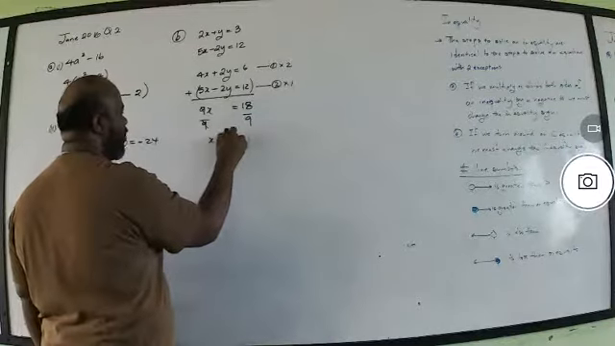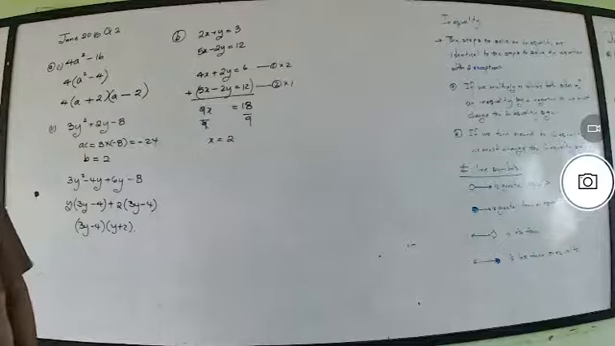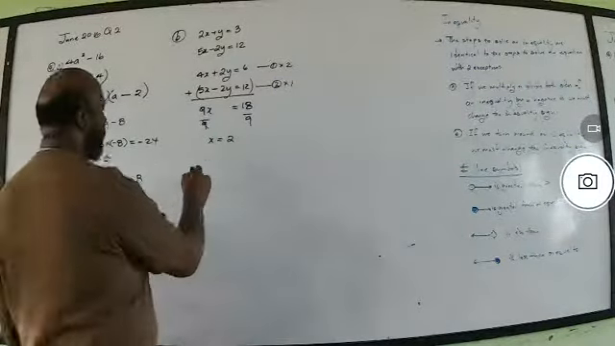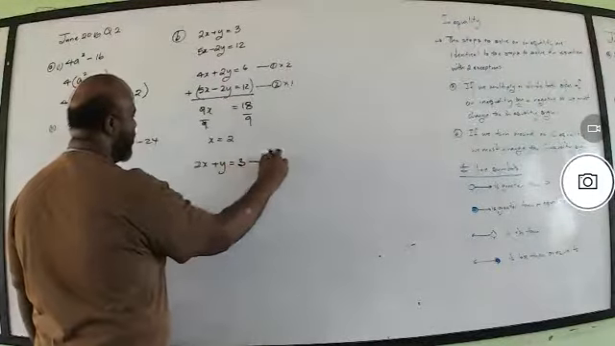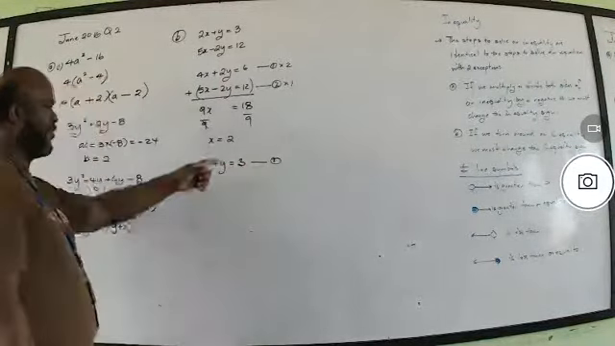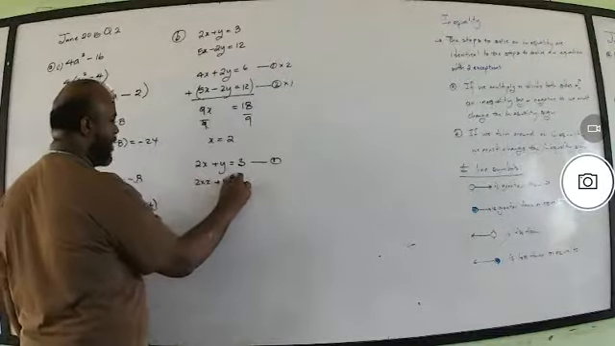X is equal to 2. Then I'm going to substitute this value of x into any of the two original equations. 2x plus y is equal to 3. This is equation 1. But what is x? 2. So this is 2 times 2 plus y is equal to 3.